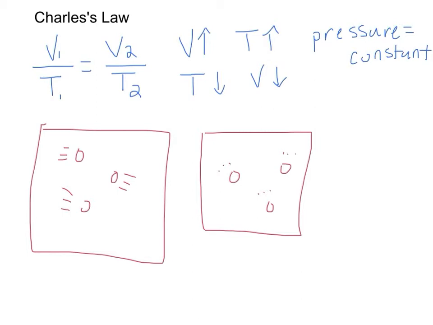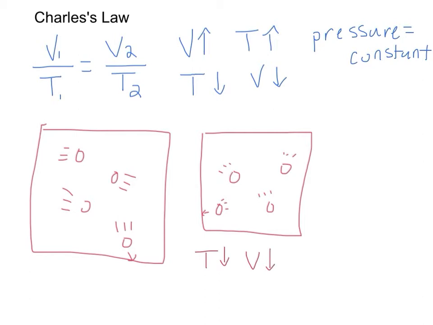is consistent. So my pressure is defined by how frequently a molecule hits the wall of the container. So if I slow my particles down, that means I need a smaller container so that the frequency that each molecule hits the wall remains the same. So here my temperature is going down, my volume is going down, and my pressure is remaining constant.